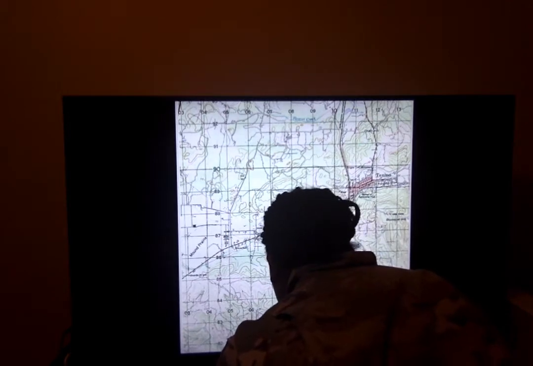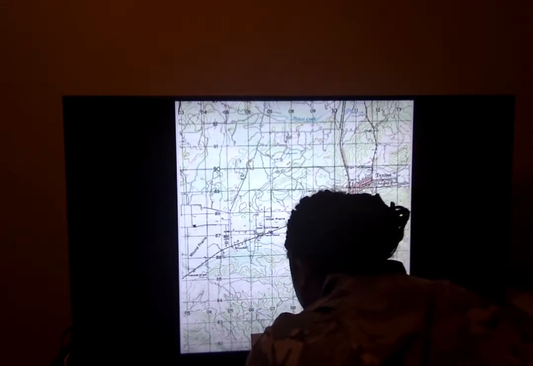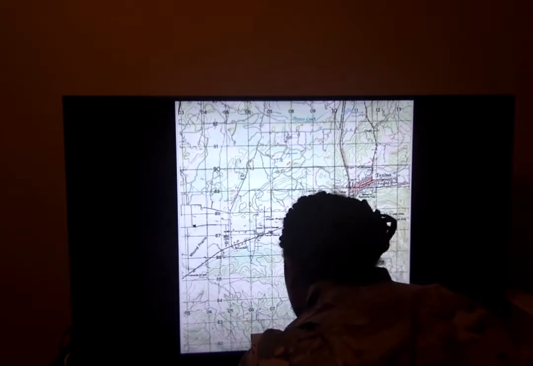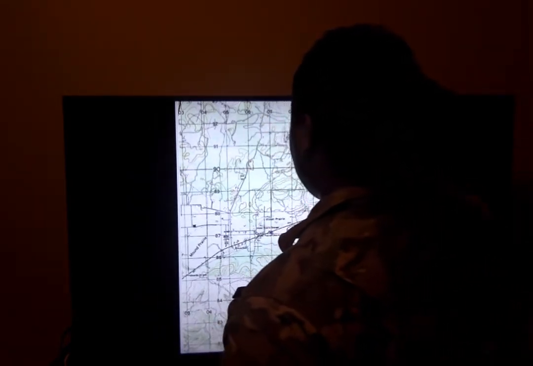From there, this is how you're going to measure it. Look right here. From that point, you're going to take it from here to here, and we're going to add that up, and you're going to get 1,500. So the distance from point A to point B was 1,500 meters.